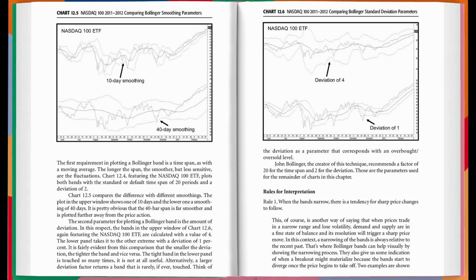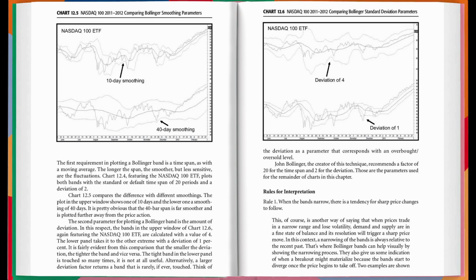The second parameter for plotting a Bollinger Band is the amount of deviation. In this respect, the bands in the upper window of Chart 12.6, again featuring the Nasdaq 100 ETF, are calculated with a value of 4. The lower panel takes it to the other extreme with a deviation of 1%. It is fairly evident from this comparison that the smaller the deviation, the tighter the band and vice versa.